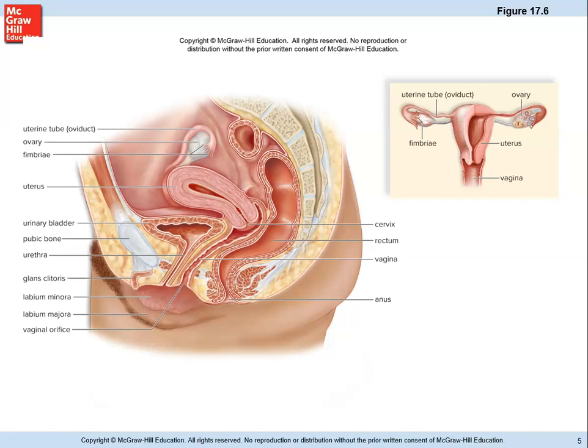So the ovaries are connected then to uterine tubes or fallopian tubes. But they're not directly connected. They're just in close proximity to each other. So when the egg pops out of the ovary, actually it needs to be sucked into the fallopian tube. And those little fimbriae, those little fingers, are kind of creating a vacuum into the fallopian tube. And hopefully they suck the egg in.